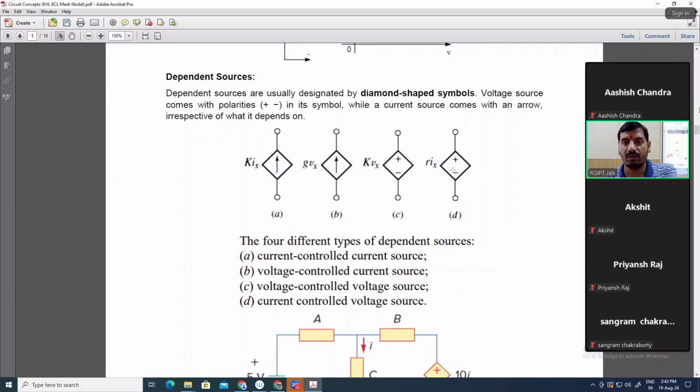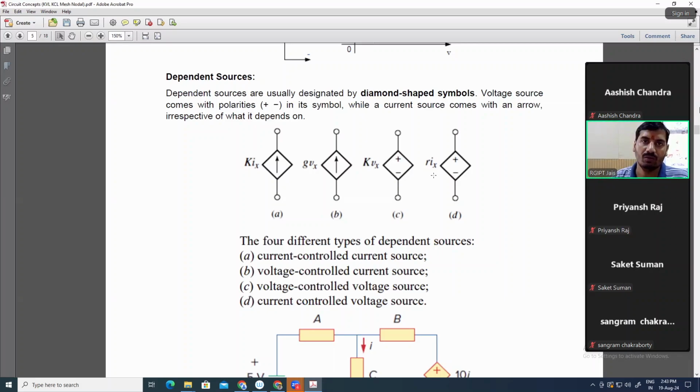In the last one, by observing the symbol, it is a voltage source, whereas it is depending on the value of the current through any branch, that is Ix. So that's why it is a current controlled voltage source. Clear? Is it clear to all of you? Yes, sir.